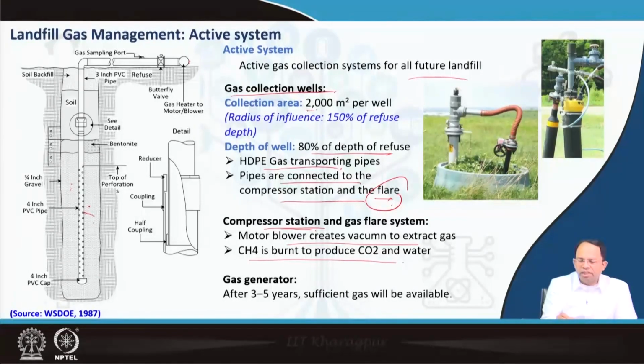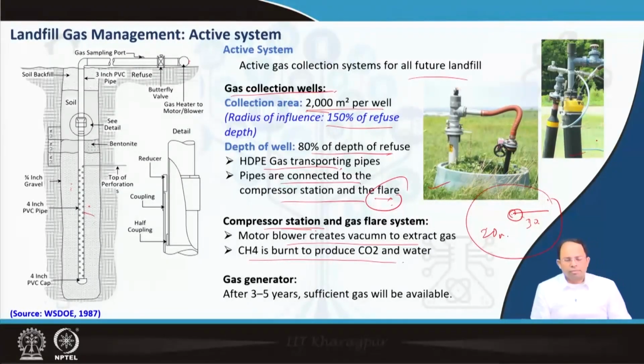Approximately the collection area for each of these wells is around 2000 square meter, or we can say around 150% of the refuse depth. So if the refuse depth is 20 meters, then 150% of it, that is 30 meters, should be the radius of the collecting area. So for each well on the landfill, we can have a radius of 30 meters, and this is the area commanded by this particular gas collection well. So roughly, for every 2000 square meter we can have one gas collection well, and you can see the gas collection wells in this particular image.